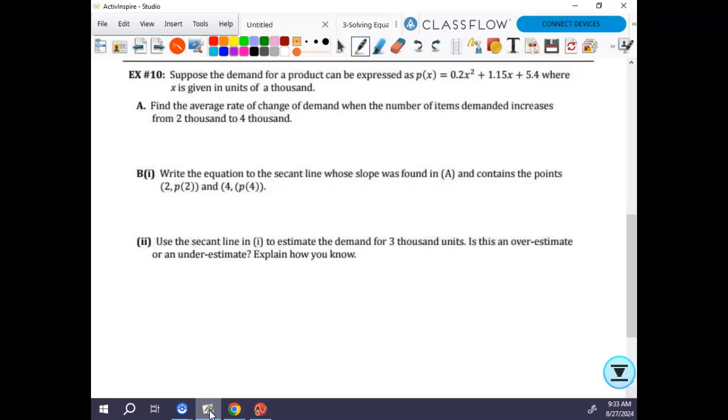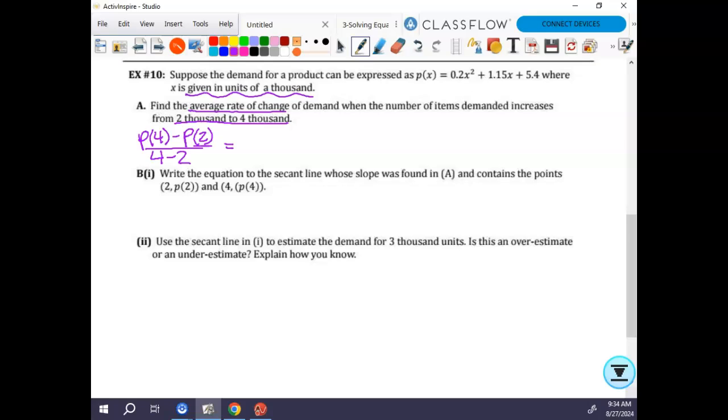Suppose the demand for a product can be expressed as this function, where x is given in units of 1,000. We want to find the average rate of change of demand when the number of items increases from 2,000 to 4,000. All right? Now, just because I see 2,000 and 4,000 does not mean that 2,000 and 4,000 are the numbers that I write down, because it says given in units of 1,000. Okay, so if I have 1, it's 1,000. So this is going to be 4 minus 2, not 4,000 minus 2,000. And then P of 4 minus P of 2. So I have to have that written down.